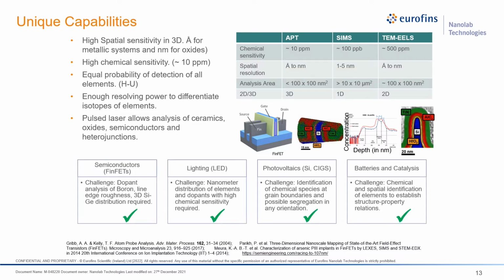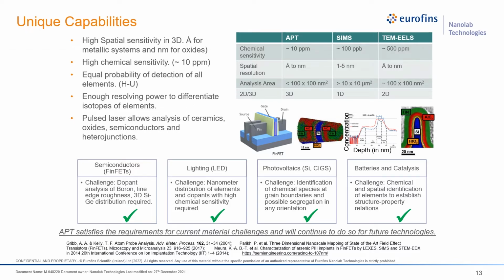So circling back to all of the challenges which we saw earlier, whether it was elements which have a low atomic number such as boron, whether it was high chemical sensitivity in LED devices, or grain boundary orientations, or specific elements in battery materials, APT satisfies the requirements for all of these material challenges, and it continues to do so even for future technologies.